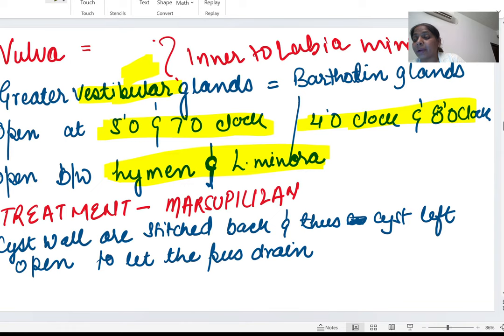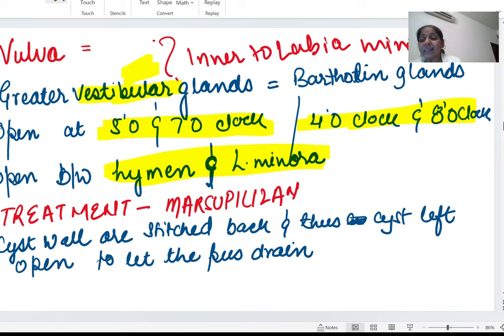You are going to learn this. What is the treatment? Come on, what is the treatment? Yes, everybody, you did it right today. Write down what is the treatment. Dr. Jessica, marsupialization. What is the difference between marsupialization and I&D? In marsupialization, we give an incision, then the two cyst walls are stitched externally, so that the cyst remains open.